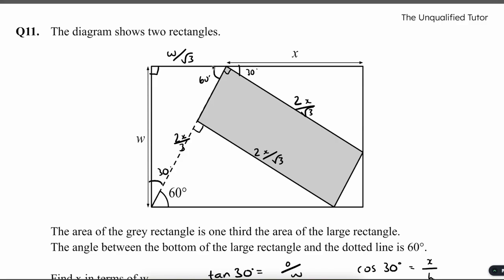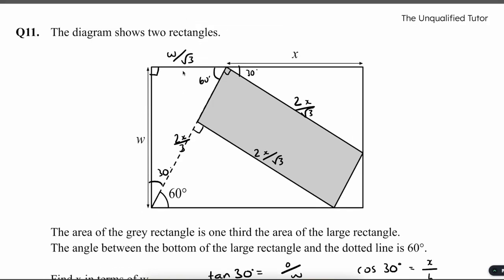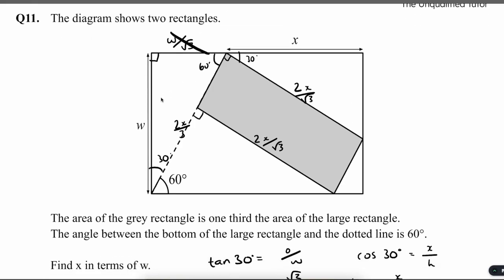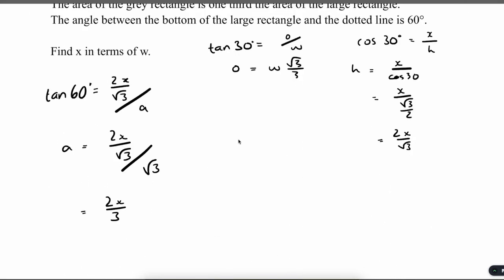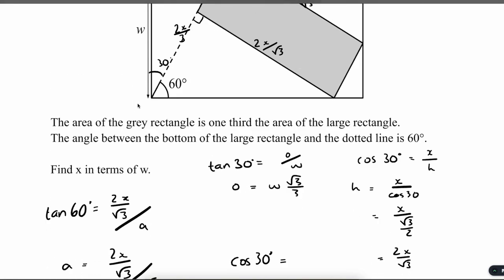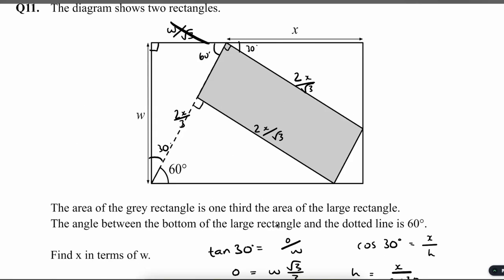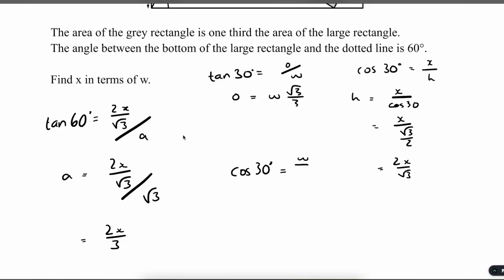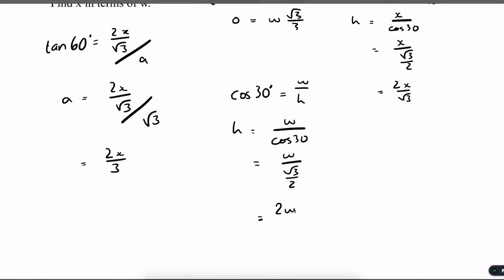Okay, so if we find this side here using these two, actually we didn't need to find that one, because we could just find this is hypotenuse and this is adjacent, so we use cosine 30 degrees, and that equals the adjacent, which is the W, over the hypotenuse, which is what we're trying to find. So the hypotenuse is W over cosine 30, which is W over root 3 over 2, which is 2W over root 3.